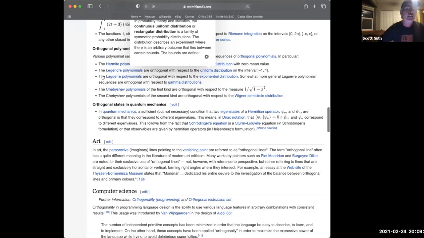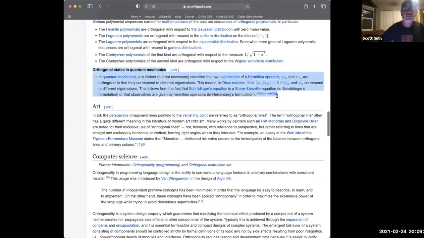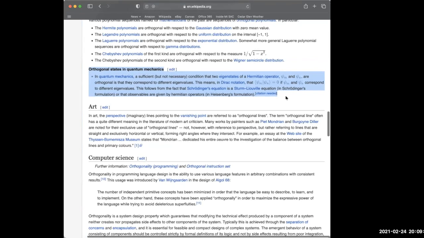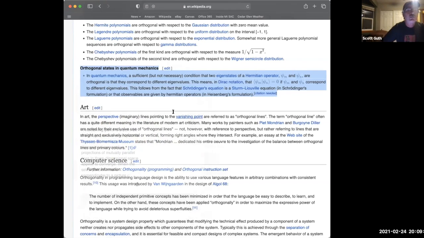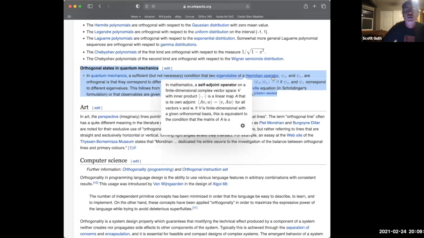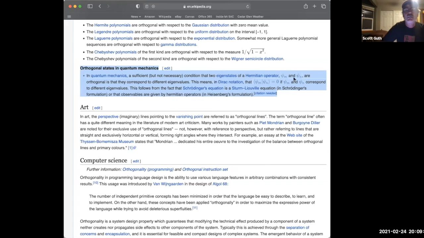Okay, so this is what I wanted to highlight right here. You guys see what I just highlighted? Yes, we can. Okay, so I'm just going to read. It says in quantum mechanics, which is the study of subatomic particles, a sufficient condition that two eigenstates of a Hermitian operator, psi sub m and psi sub n, these would be states of a subatomic particle, like an electron or whatever, is that these states are orthogonal as long as they correspond to different eigenvalues.